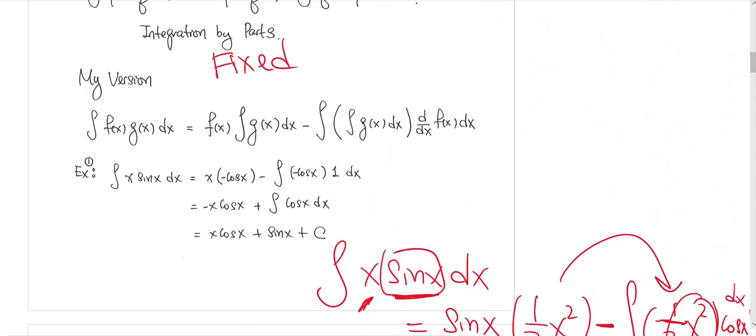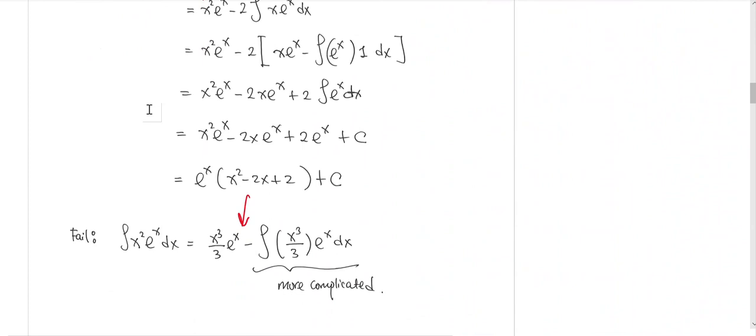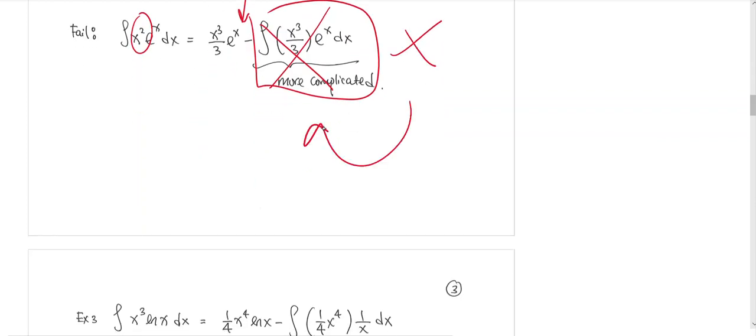So now you know if you have a polynomial, that's the one that you should fix, because after you differentiate it, the power gets reduced and the complexity of the integral gets reduced. It's not like this one, where the complexity gets reduced and everything's cool. So that's not a good one.